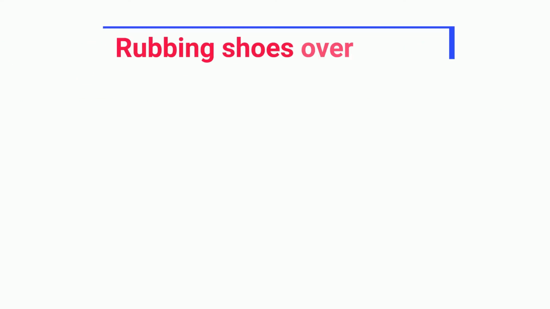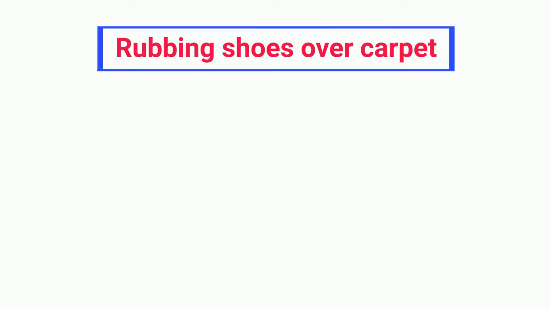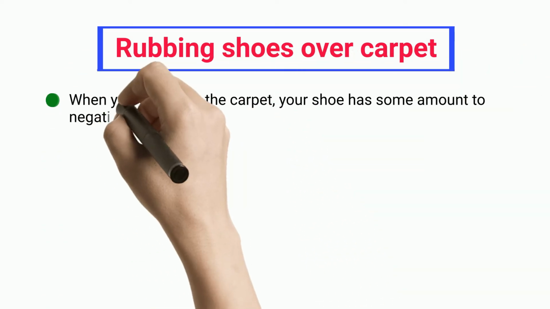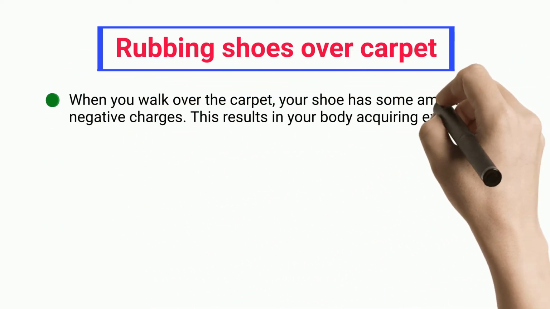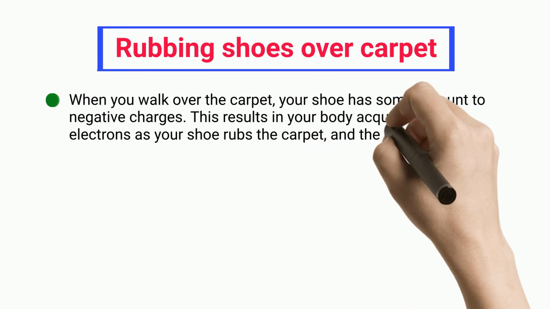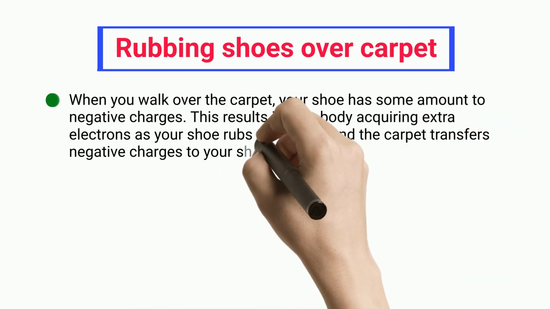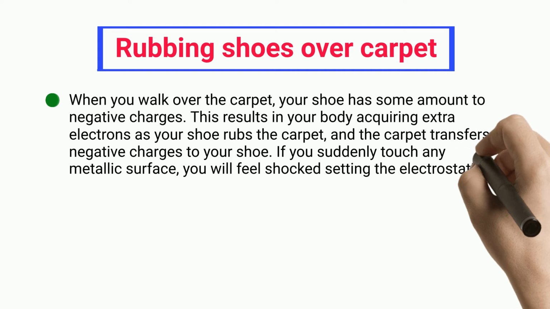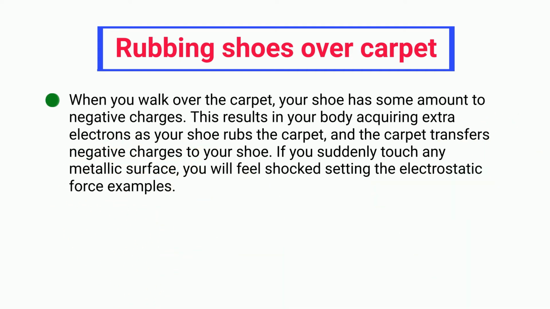Rubbing shoes over carpet. When you walk over the carpet, your shoe acquires some amount of negative charge. This results in your body acquiring extra electrons as your shoe rubs the carpet, and the carpet transfers negative charges to your shoe. If you suddenly touch any metallic surface, you will feel shocked.